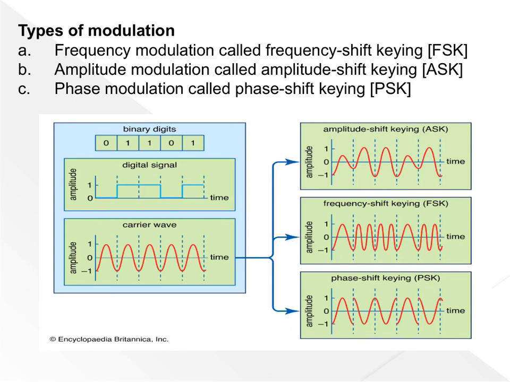Finally, we have phase modulation, called phase shift keying, or PSK. In PSK, the phase of the carrier wave is shifted to encode data. This technique is very efficient because it can transmit more bits per symbol, which makes it popular in digital communication systems like Wi-Fi and Bluetooth. Connecting these to our overall theme, understanding these modulation types helps us grasp how digital information is reliably transmitted over various channels, each with its own advantages and trade-offs.